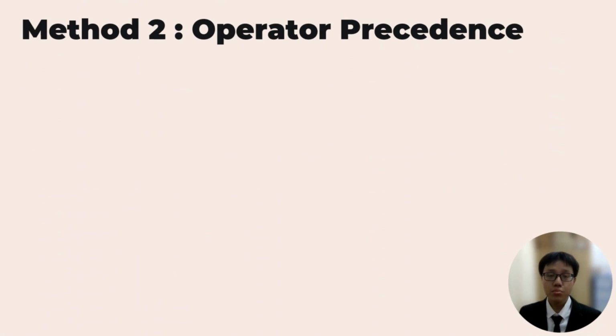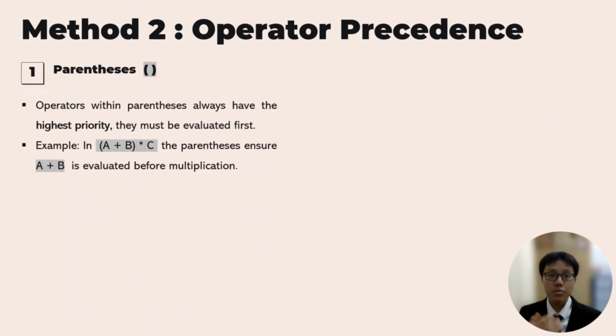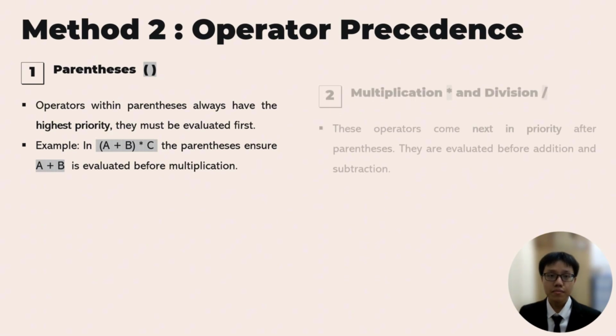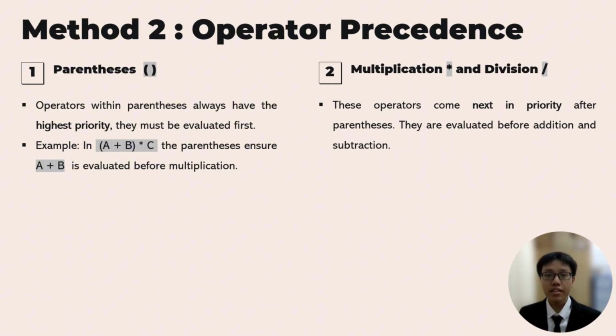Method 2. Operator precedence. First, parentheses. Operators within parentheses always have the highest priority. They must be evaluated first, regardless of other operators outside the parentheses. For example, in (A + B) multiplied by C, the parentheses ensure A plus B is evaluated before multiplication.